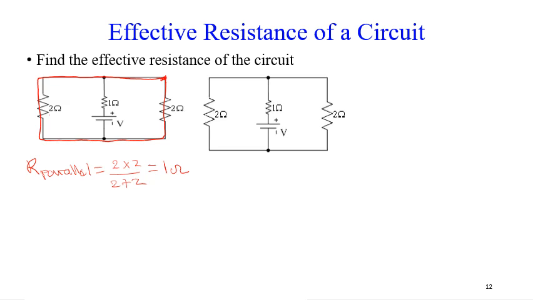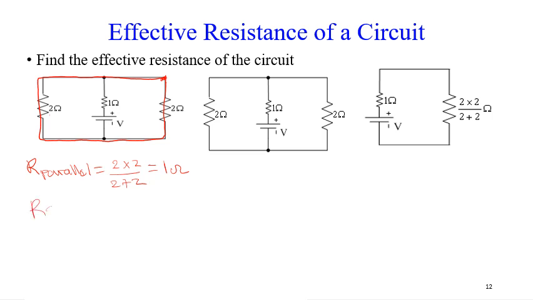After redrawing the circuit, we'll come and realize that this is our next circuit. If this is our next circuit, what do we see? All we see is that this and this are in series. The whole of this circuit are in series. So we add the 1. So R series here is equal to 1 plus 1, which is equal to 2 ohms.